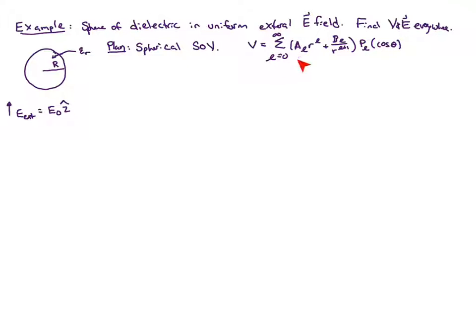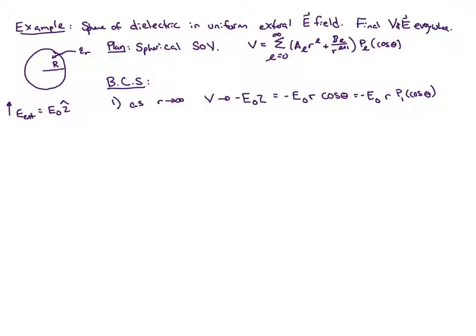So we start with our general spherical solution, and our next thing to do is to list our boundary conditions. So this is a great place to pause and practice doing that yourself. Our first boundary condition is when we go far away, we need the E field to be E naught z hat. And we already figured out what potential gives us this when we did our conductor in a uniform E field, right? We had the same E field, so we had this same boundary condition.